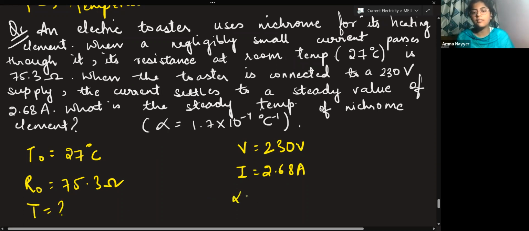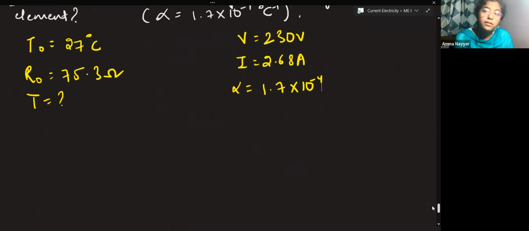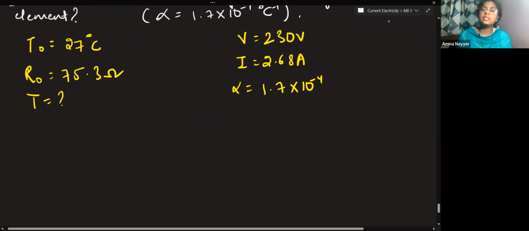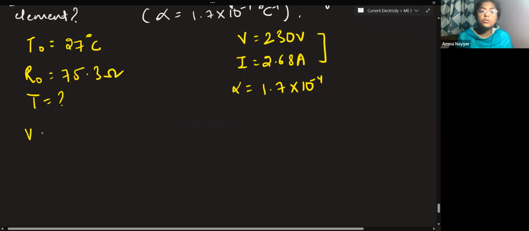Alpha is 1.7 into 10 to the power minus 4 per degree Celsius. Now see, in the formula that we studied, there were two resistances. One was the room temperature resistance, the other was the resistance at a certain temperature. We can easily find that using V and I. What was Ohm's law? Ohm's law was V is equal to IR.